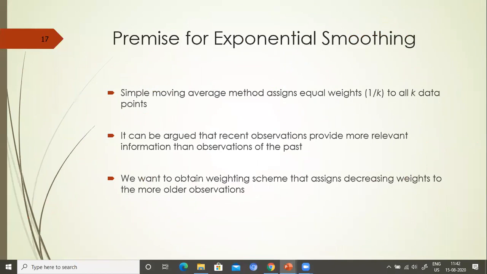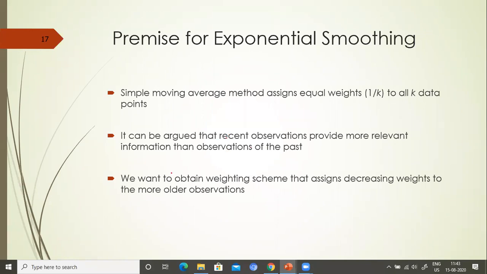Now let's go to something called exponential smoothing. First thing to notice is that in a simple moving average method, we've assigned equal weights, 1 by k, to all data points. So we haven't really said that the most recent data point is more important or less important than the other. We've just said take a simple arithmetic mean. It's not even a weighted average, there is no concept of weightage. It's equi-weighted. Even if you do sigma fx by sigma f, it's totally equi-weighted. The algebra will cancel out the f part from the numerator and the denominator.